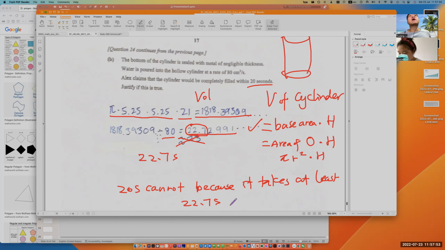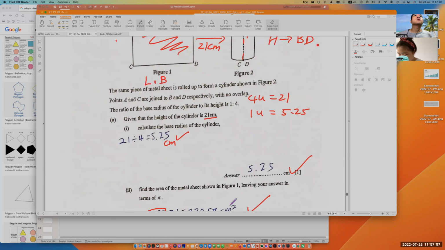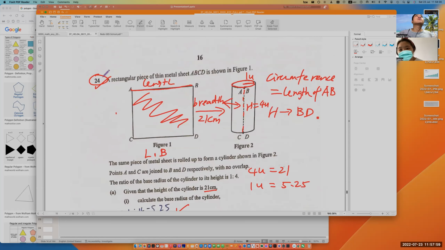By the way, I will say this question for 24. This is the simplest cylinder question already. So it's just like a warm-up question. You don't expect to get this question in your term 3 or term 4.